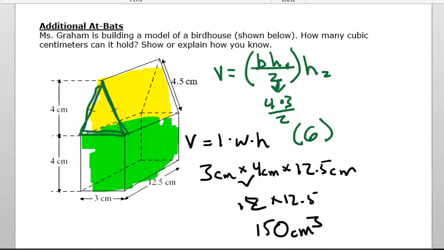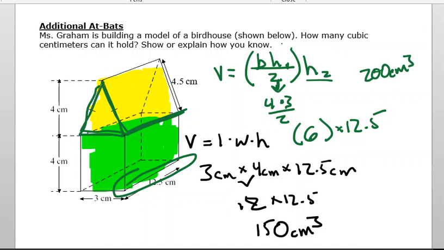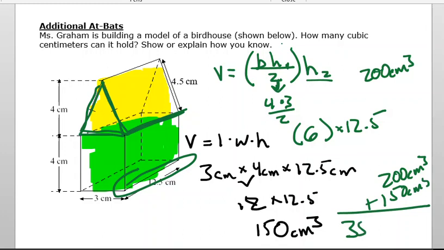Then I have 6 times, and my H2 in this case is this length right here, which is 12.5. So 6 times 12.5 is going to give me 200 centimeters cubed. So I add these together. I have 200 centimeters cubed plus 150 centimeters cubed. My total volume for this is 350 centimeters cubed.